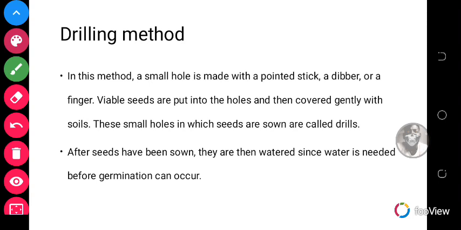After seeds have been sown, they are then watered, since water is needed before germination can occur. So for instance, the drilling method has to do with creating a hole in the soil, putting the seed there, and covering that hole with soil, and after that, watering the soil. That is basically how the drilling method is done.